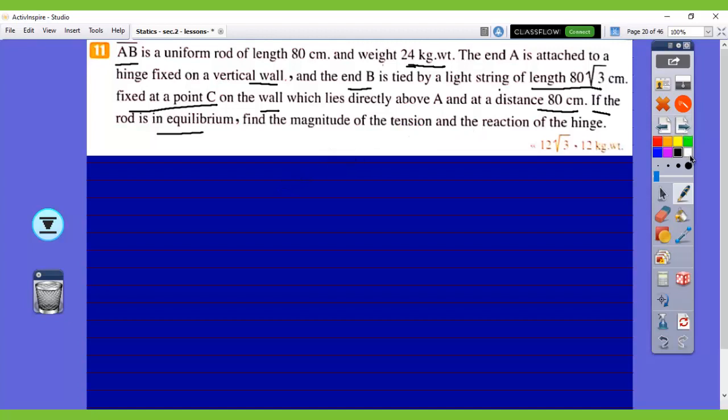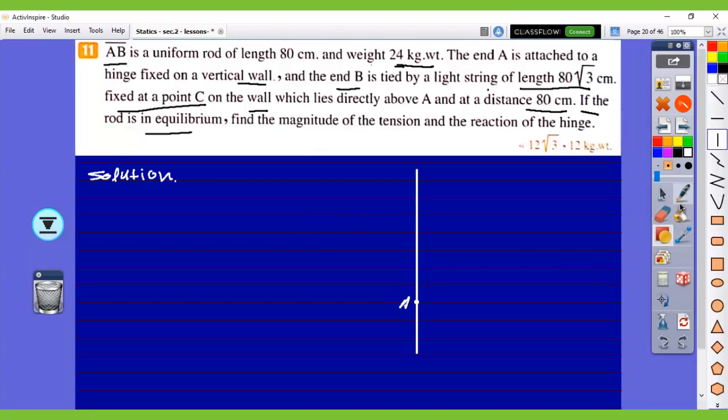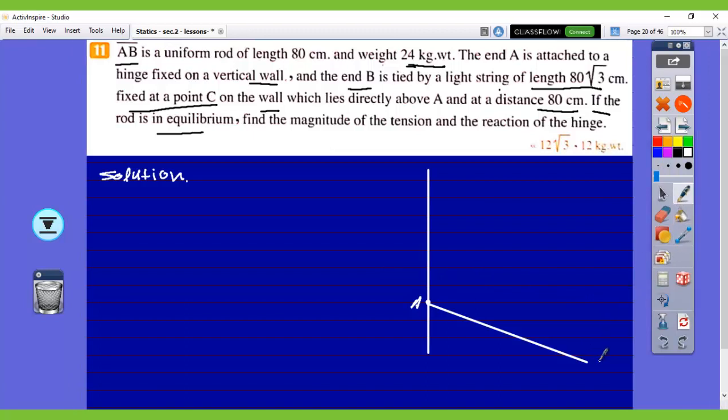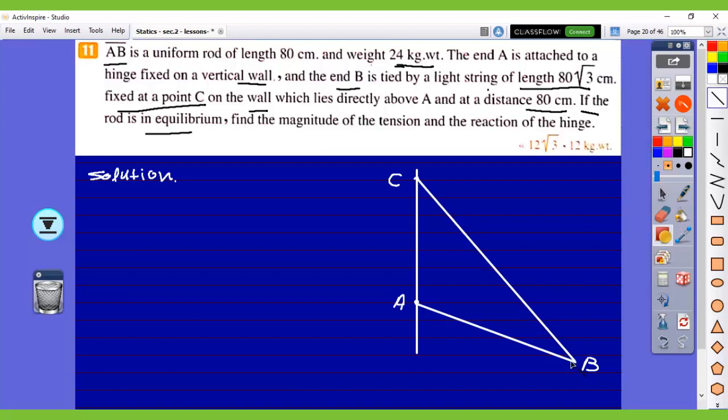First, we'll draw a figure to represent the question. Solution. Here we have the wall, and we have the end A of the rod, and we'll draw the rod like this. Its length is 80 centimeters. The rod, of course, is AB. And we have another point C directly above A, such that the length of the string BC equals 80 root 3.